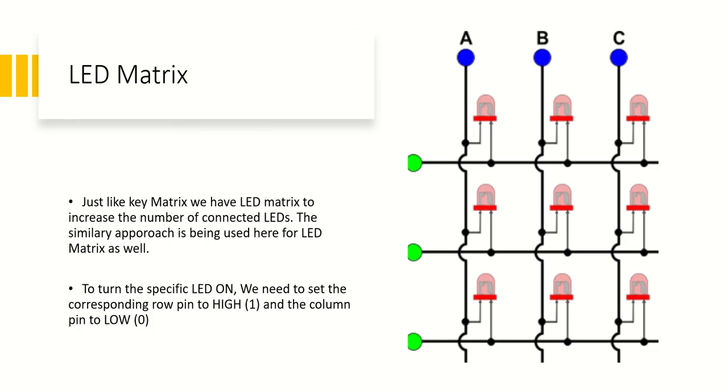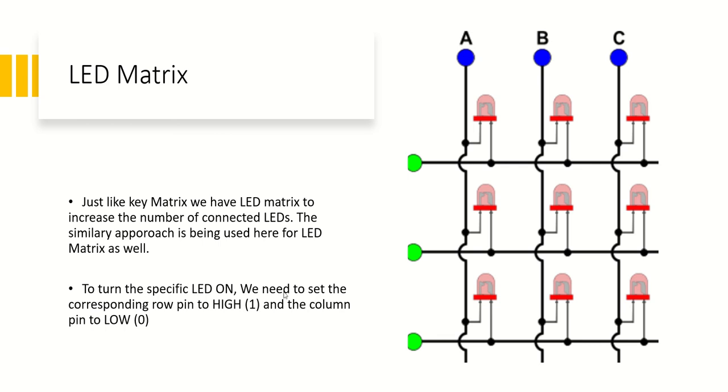So yeah, next will be how we will connect in the matrix fashion. So here you can see that we have an A, B, and C. Okay, and there are other three pins. So just like a key matrix, we have an LED matrix to increase the number of connected LEDs. The similar approach is being used here for the LED matrix as well.